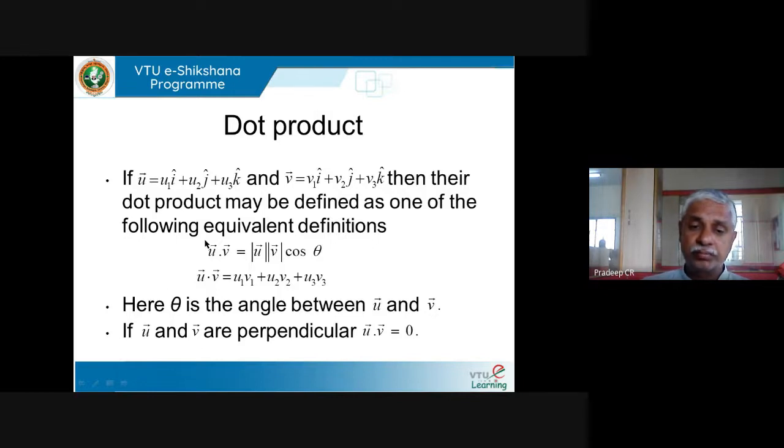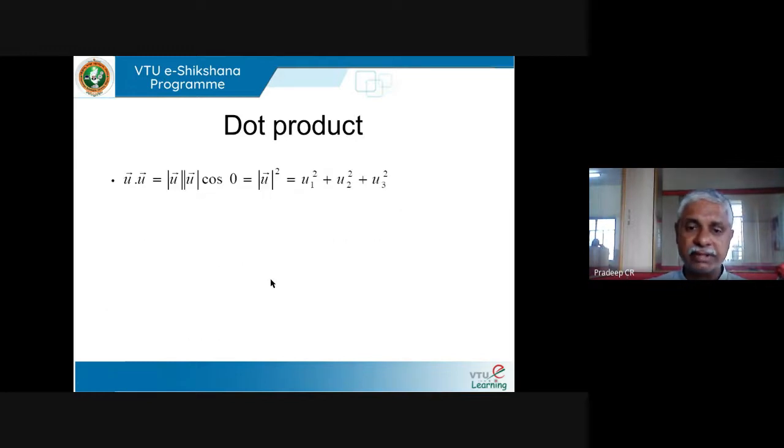So what have we learned from this slide? u and v are two vectors. u dot v is defined in one of these two ways: mod u mod v cos theta, where theta is the angle between u and v, or u1 v1 plus u2 v2 plus u3 v3. And they are perpendicular if u dot v is 0. So this is the definition of the dot product and a very simple consequence.